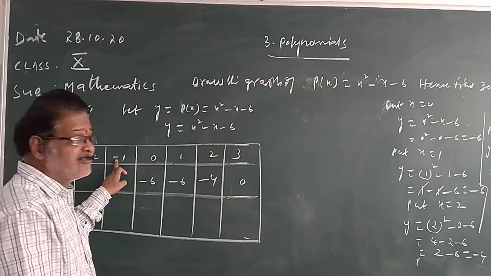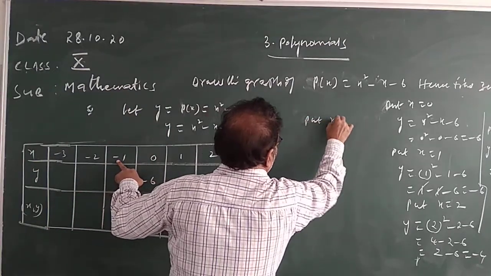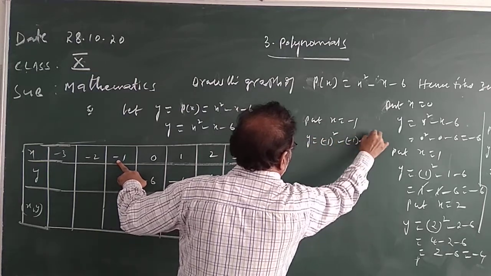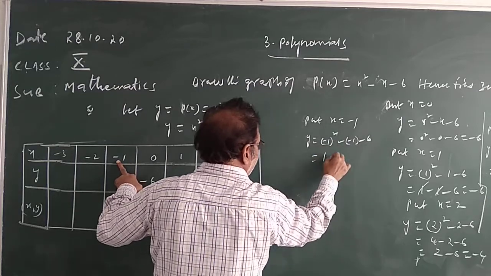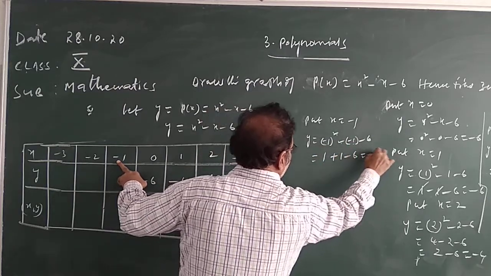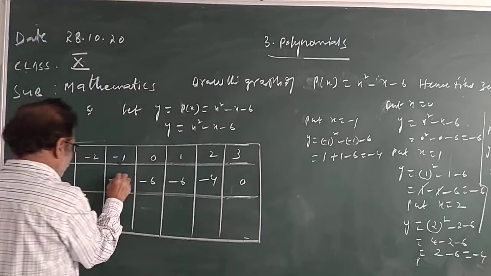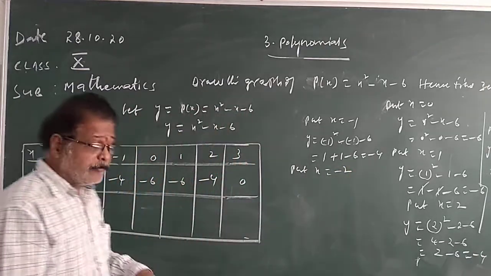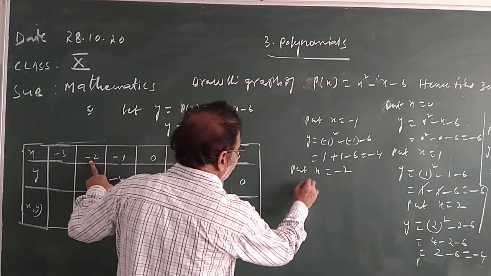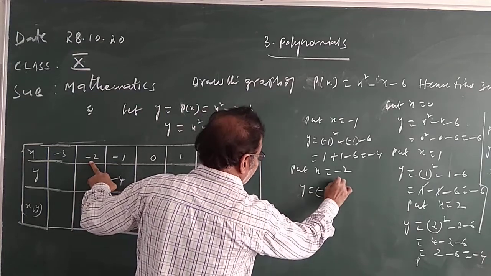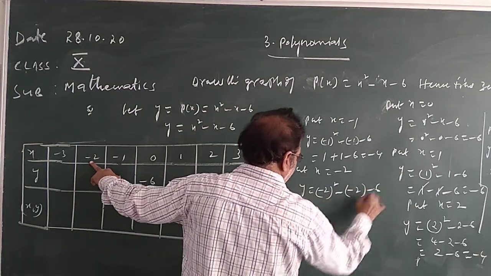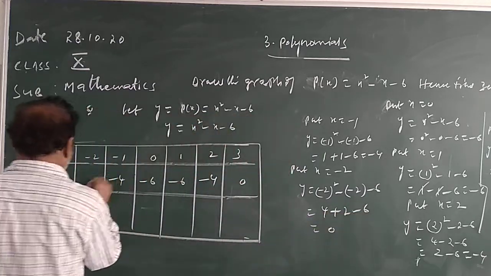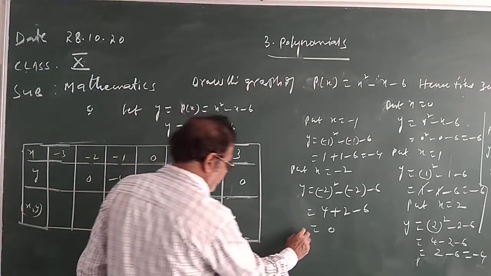Similarly, put x is equal to minus 1. y is equal to minus 1 square minus minus 1 minus 6. Minus 1 square means plus 1, minus of minus 1 is plus 1, minus 6, so y is minus 4. Put x is equal to minus 2. Substitute x is equal to minus 2 in this. y is equal to minus 2 square minus minus 2 minus 6, which is 4 plus 2 minus 6, so 0.